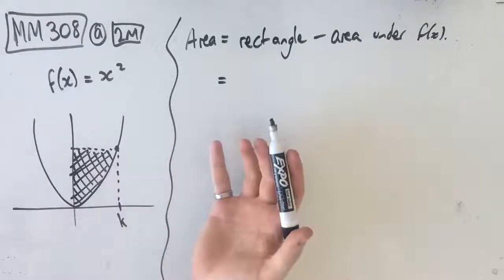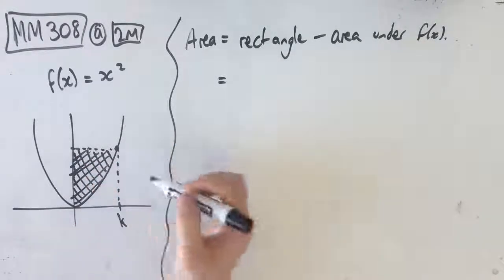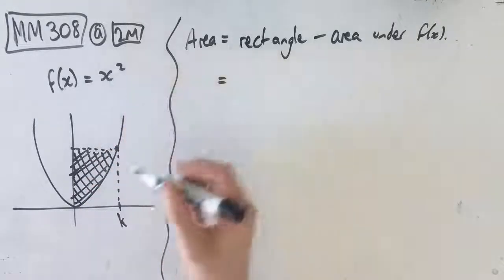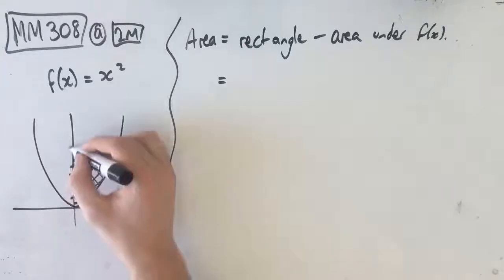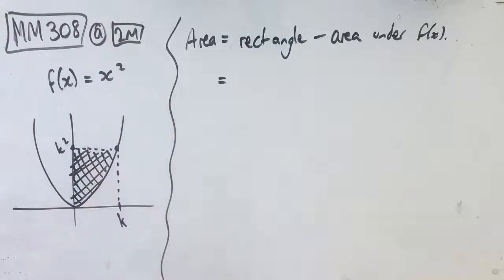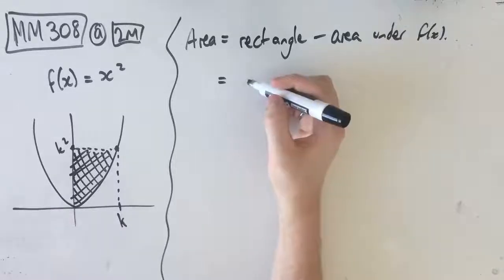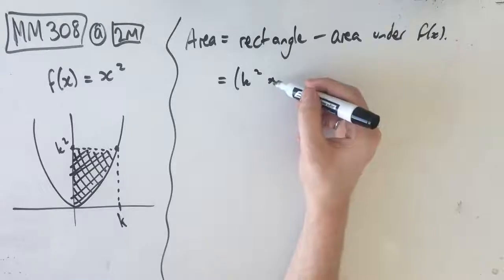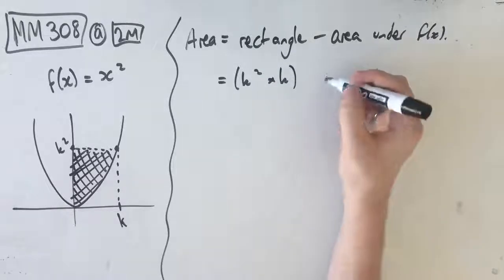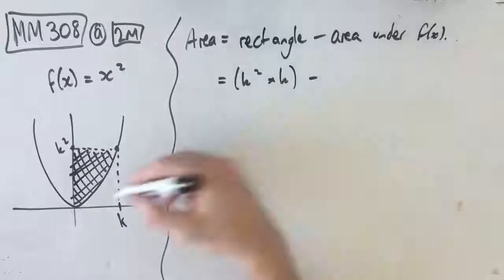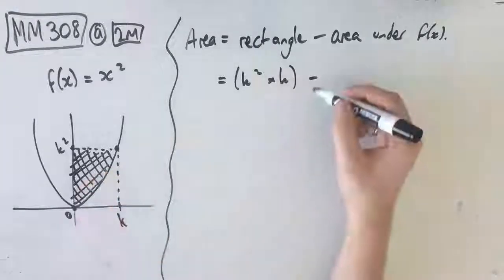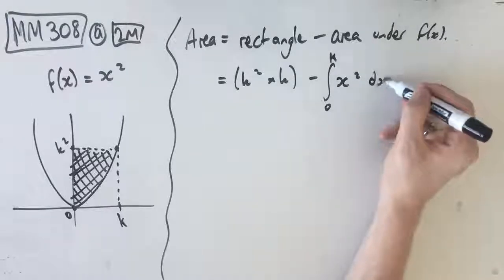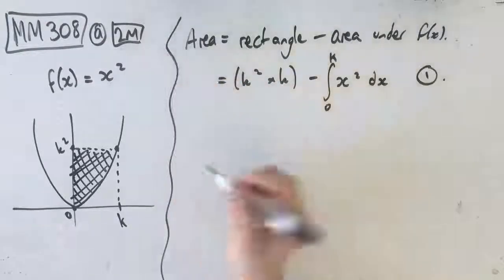Well, the area of a rectangle is length times width. What's our length though? We know that our function is x squared, which means our x value is k, which means our y value here is going to be k squared, right? So our rectangle is going to be k squared, our length, times our width, which is k. Right? So k squared times k minus the area under this graph from 0 to k. Okay, so from 0 to k, the area under x squared dx. This is our first mark out of the 2 marks here.